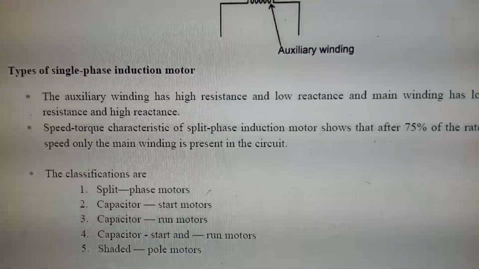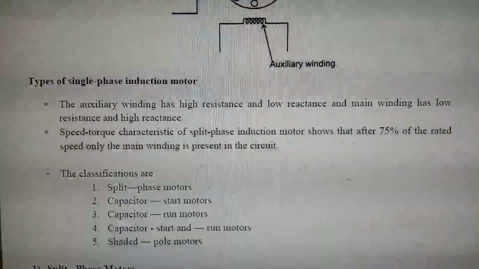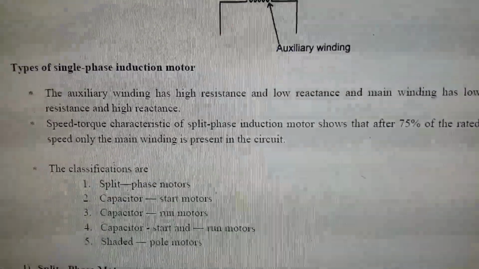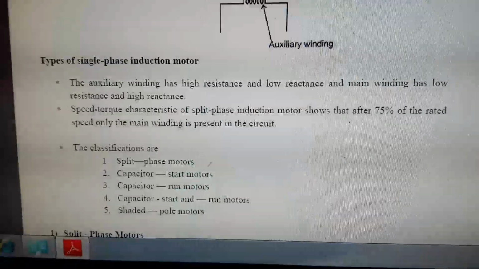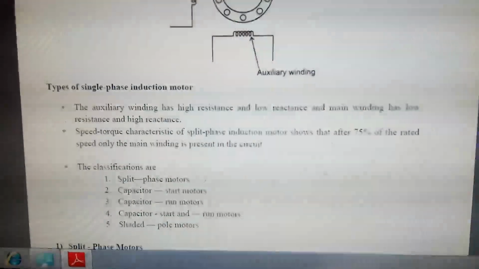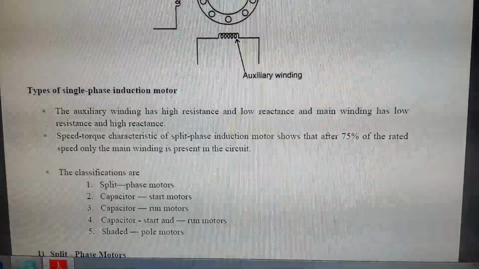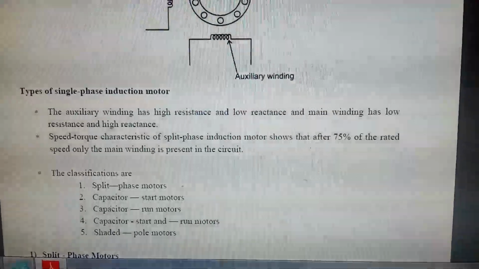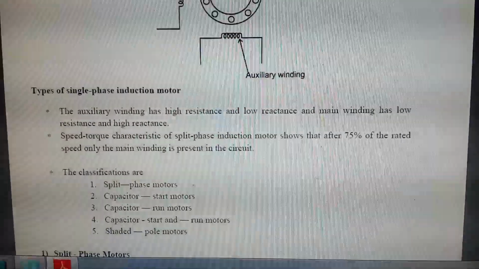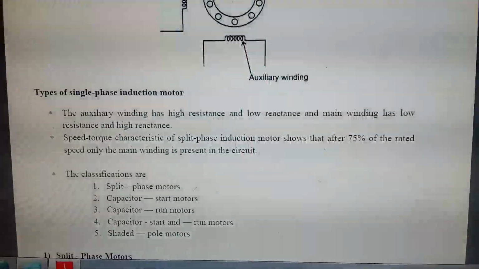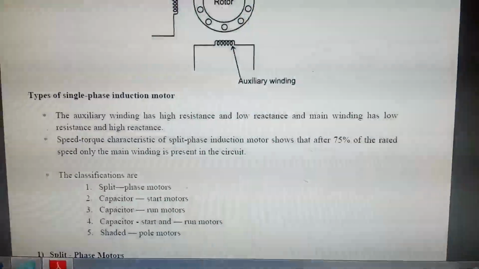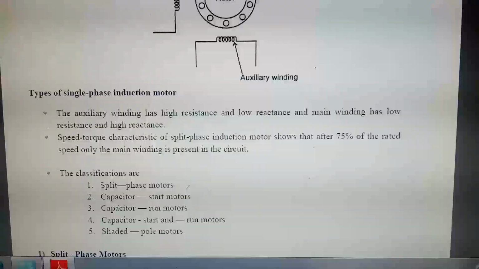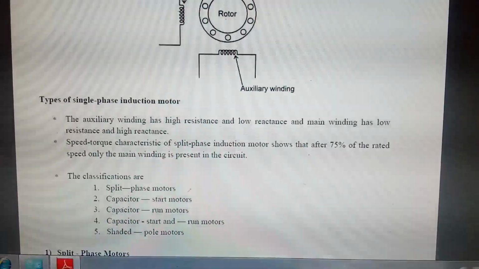Next, the classification of single phase induction motors: split phase motors, capacitor start motors, capacitor run motors, capacitor start capacitor run motors, and shaded pole motors. These are all the classifications of single phase induction motor. Let us see them one by one. The first one is the split phase motor.